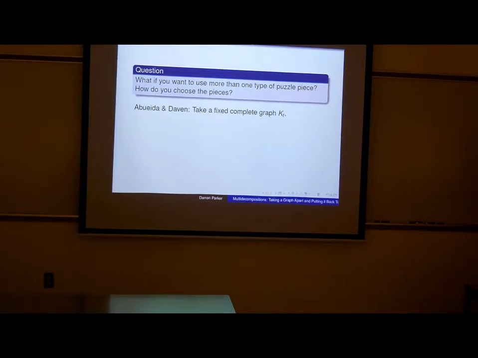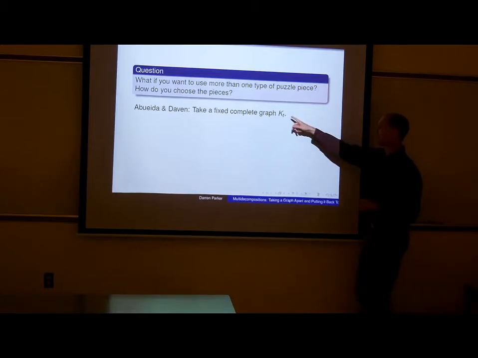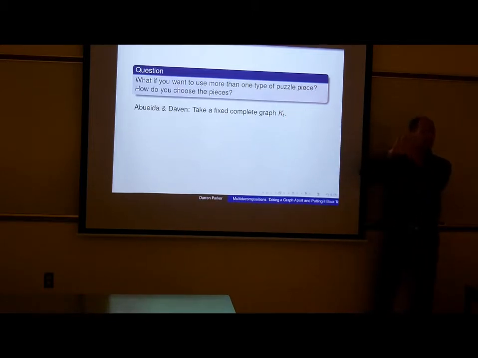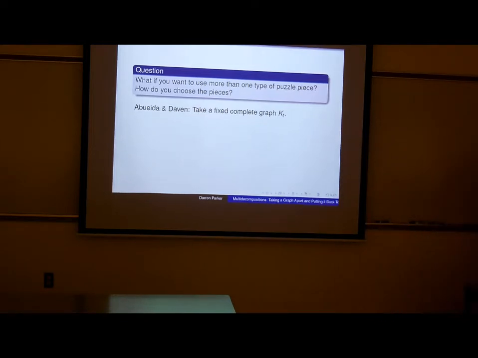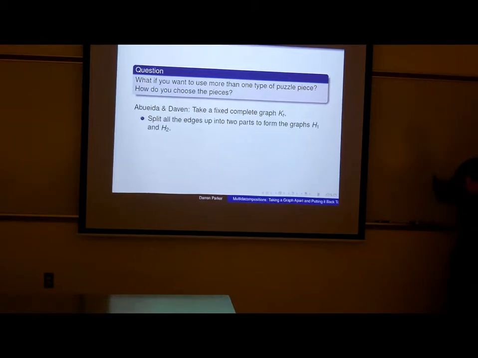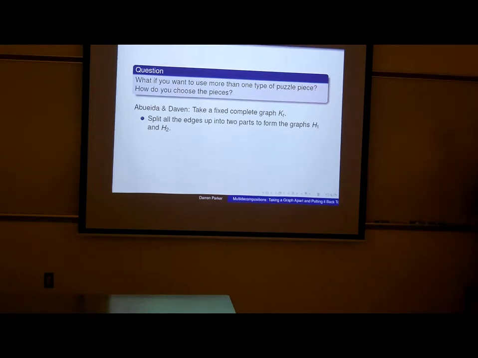Okay, so you take a fixed, complete graph KT. Now, this KT isn't necessarily going to be the one we're going to use as our final puzzle. We're just going to use it to find the pieces. Okay, and the way we find the pieces is we take those edges and break them up into two sets. Right, so partition them into two sets. Each one is going to be a graph, right? H1 and H2. But we have some rules, because we don't just want any two graphs.